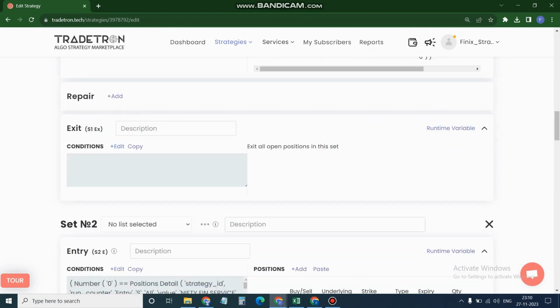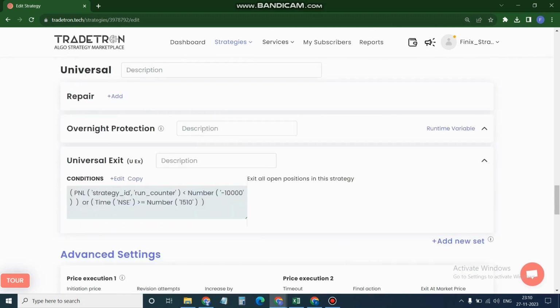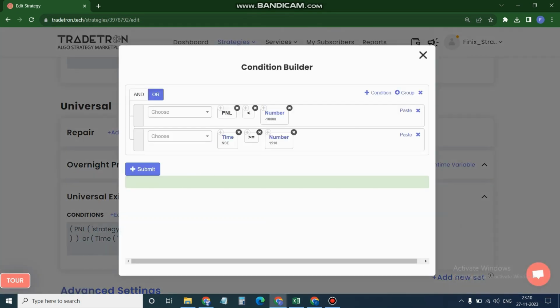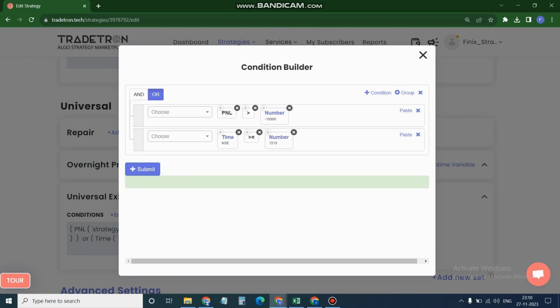And the exit condition I have not added for this, just because I need to exit both at the same time. That's the reason I use the universal exit position. In this universal condition I have made, if my profit and loss is lesser than, so it should be greater than, okay fine, no issues. It will be pre-default. So the number is minus 10,000. It means if my profit and loss is beyond minus 10,000, exit the positions.